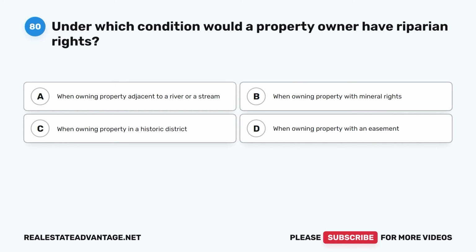A. When owning property adjacent to a river or a stream. B. When owning property with mineral rights. C. When owning property in a historic district. D. When owning property with an easement.